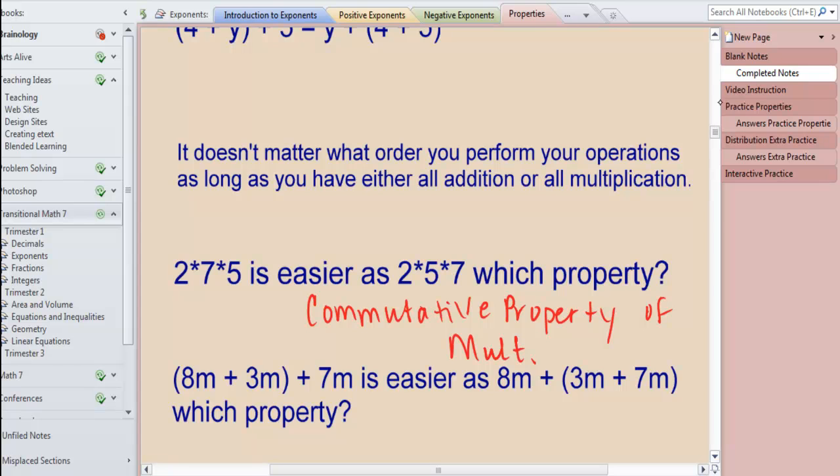In the next example, we have 8m plus 3m in parentheses plus 7m. And that's easier as 8m plus 3m plus 7m, because 3m and 7m equals 10m. It's just a little bit easier with our addition. So what property tells us we can leave these in the same order but put parentheses around the ones we want to do first? This would be the associative property of which one? Of addition, right? Next example.